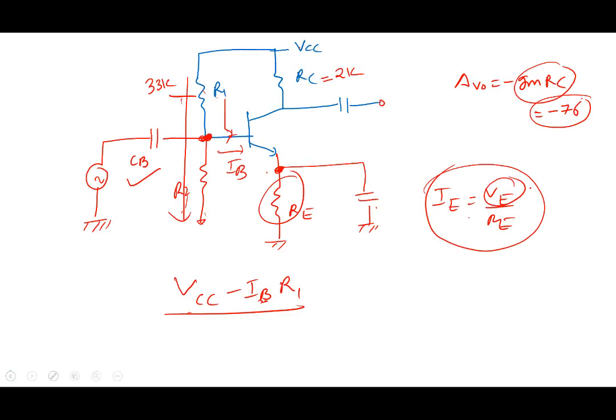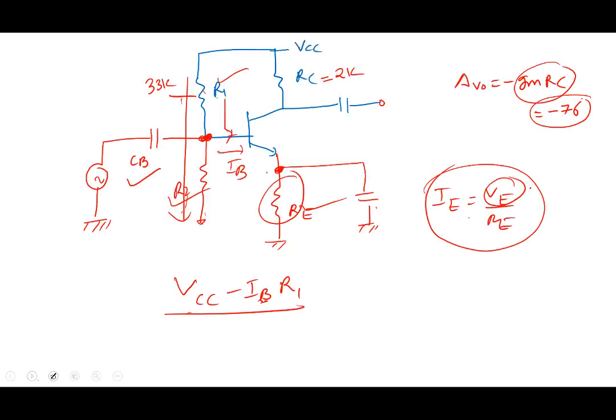Otherwise, you're seeing that all the resistors, R1, R2, RE, capacitors, each one is essential. You can't just take something out and hope that the circuit would work properly here. Okay? Now, before we leave this particular topic here, I want to address one last maybe issue associated with that.